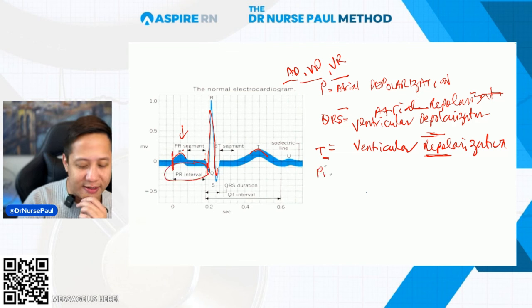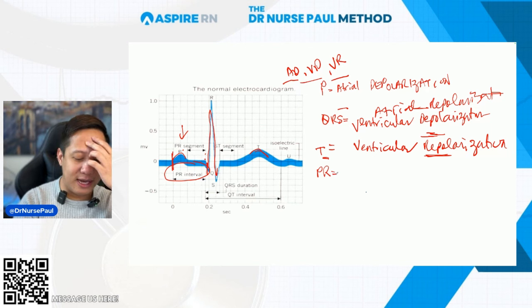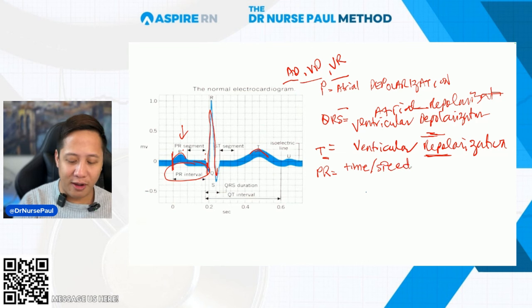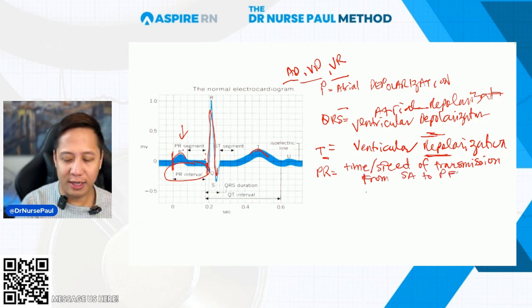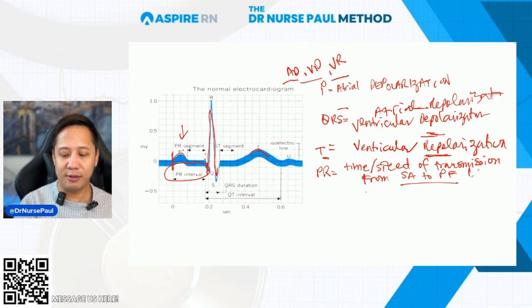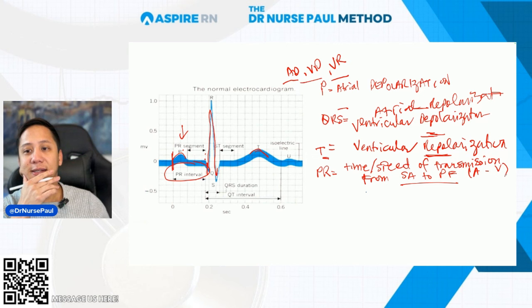I'm going to write it, right? PR interval is the time or speed of transmission from SA node to Purkinje fibers, all right? Or atria to ventricles. You got it? You got it, nurses?